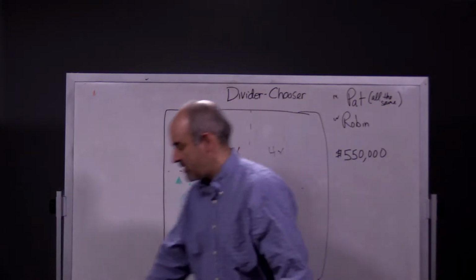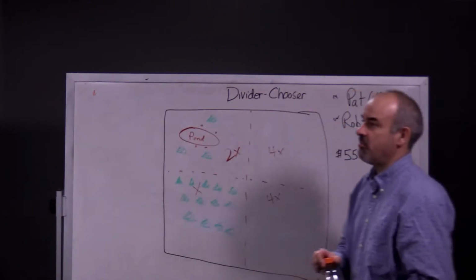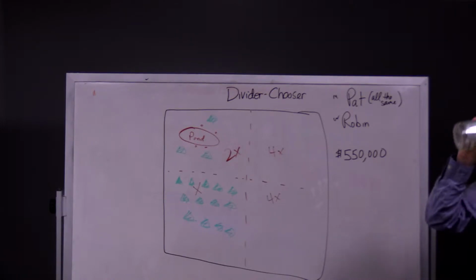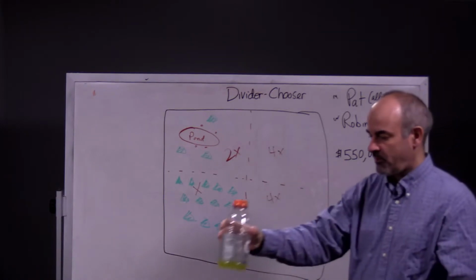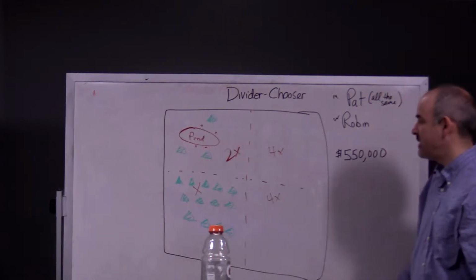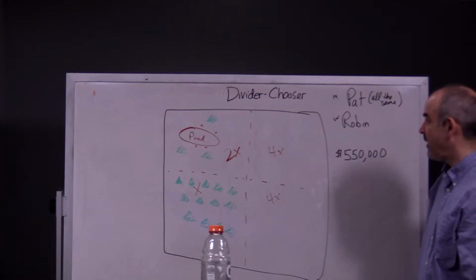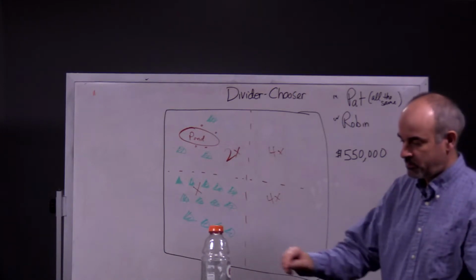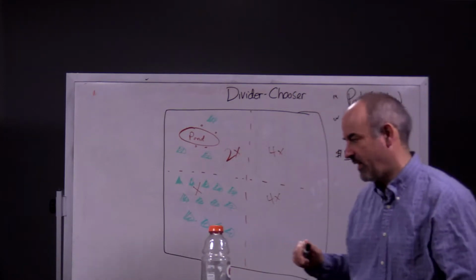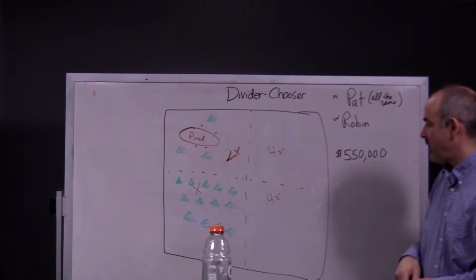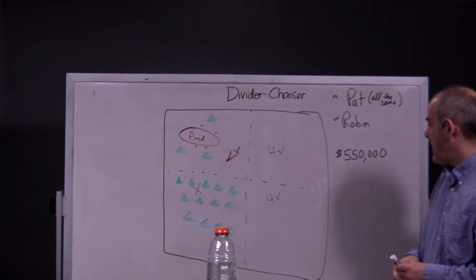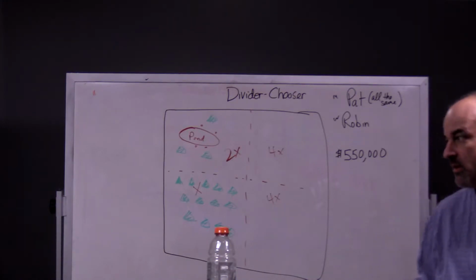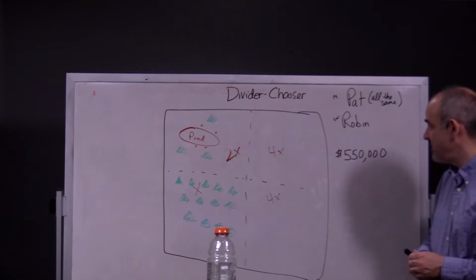So, since in this method it's better to be the chooser, they're not going to just pick somebody to be the divider. That's not fair. It's not fair for Pat to say, hey Robin, you're the divider, because it's not good to be the divider. So they're going to flip a coin, and I'm going to decide. We could probably do the problem both ways, so it doesn't matter who I pick to be the divider.